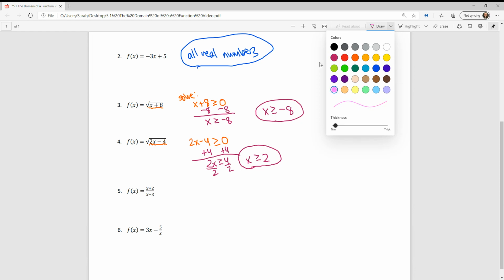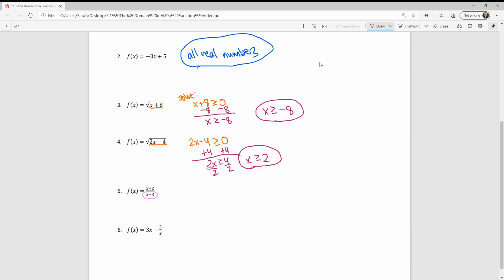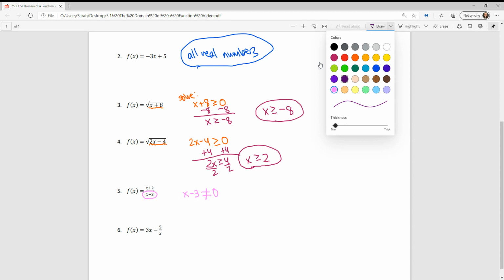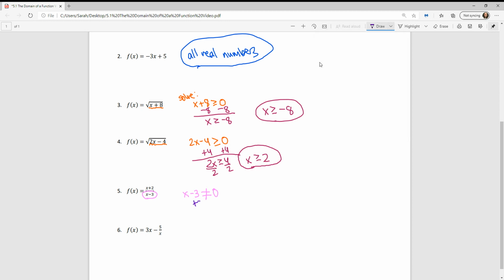So what I'm going to do here is take the denominator of my fraction and set it not equal to 0, using the not equal sign. I want x minus 3 to not equal 0. To solve that, I simply add 3 to both sides, and I get x is not equal to 3.